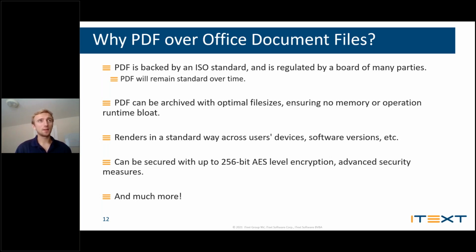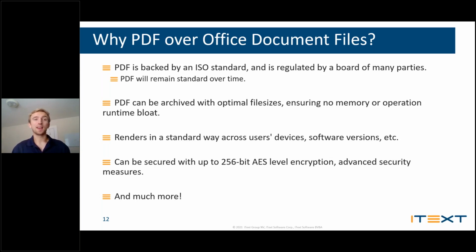Second, the PDF document, when compared to Office documents, can be archived with optimal file sizes. And this is really important when we're talking to enterprise organizations that might be storing thousands, millions, tens of millions of PDF documents or Office documents on their servers. Because, of course, if you're saving 1 megabyte of data per file, then as you scale up to thousands or millions, it's going to be a real-world cost in terms of server space, active memory consumption, as well as operating runtime for any kind of operations within your document workflow.